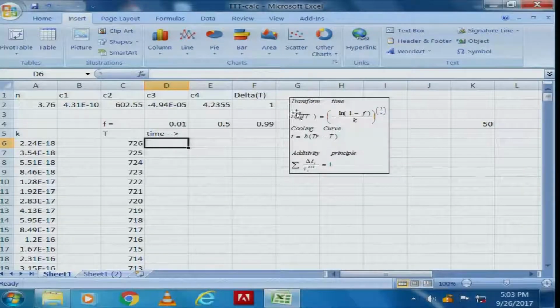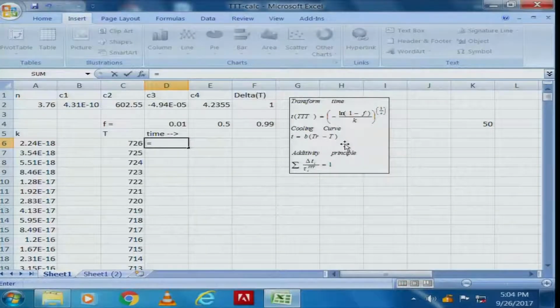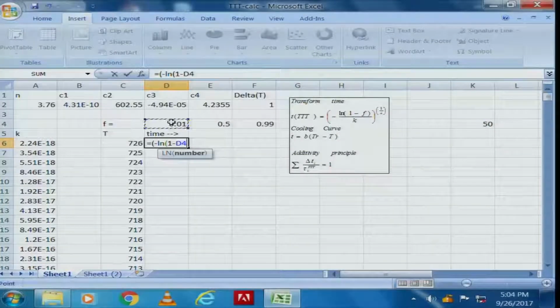Now, if you look at this first equation, this gives me the time of transformation, or what I had just written on the board, tau TTT, and this is nothing but a rearrangement of the Avrami equation. I will quickly put down this relationship: natural log of 1 minus the fraction transformed I am interested in, which is 0.01, and I will anchor it to row 4, divided by the corresponding K value at the temperature of 726.